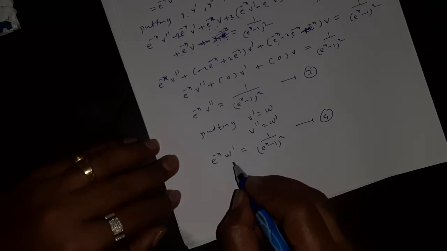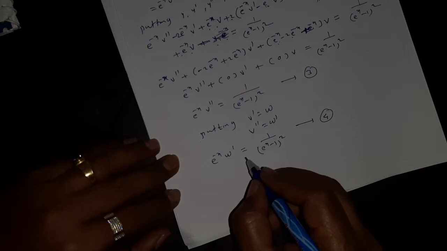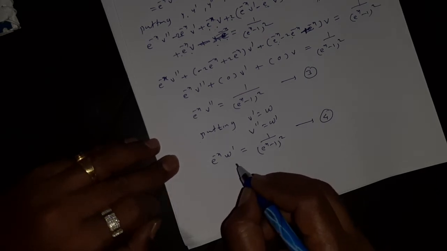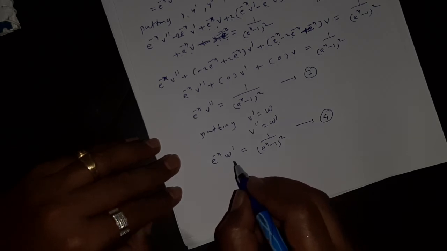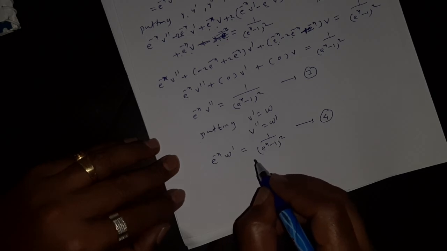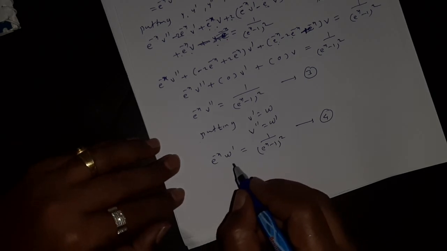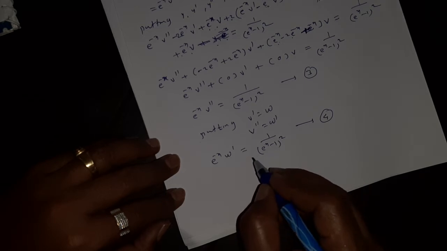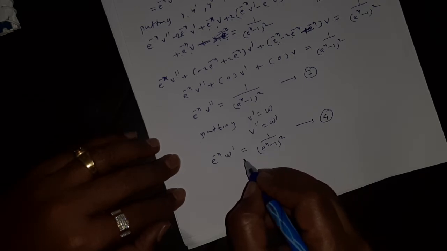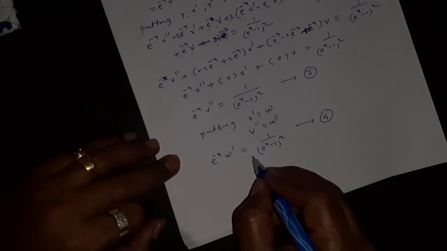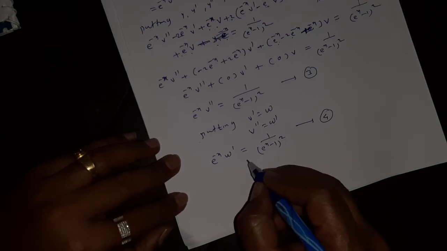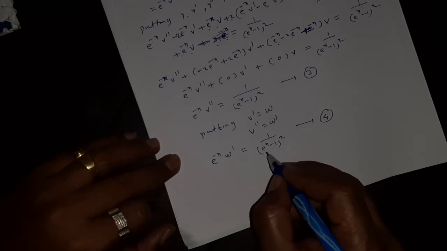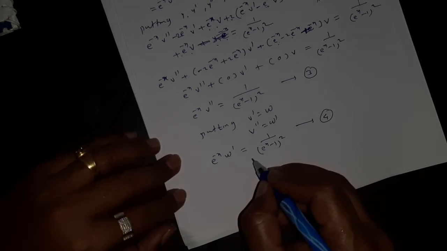So the given differential equation is of second order, and it is reduced to a first order differential equation, and that's why the method is called reduction of order. Order is reduced by 1. Second order differential equation converted to first order differential equation, and solve this differential equation. That is, this equation number 4 is solvable by either separation of variables, or this may be of the type linear differential equation.